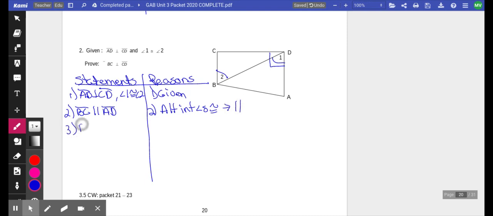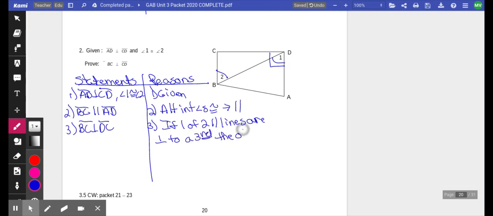Then I know that BC is perpendicular to DC, because if one of two parallel lines is perpendicular to a third, the other is. And those are our additional theorems. If you have questions on any of these, please bring them to class.